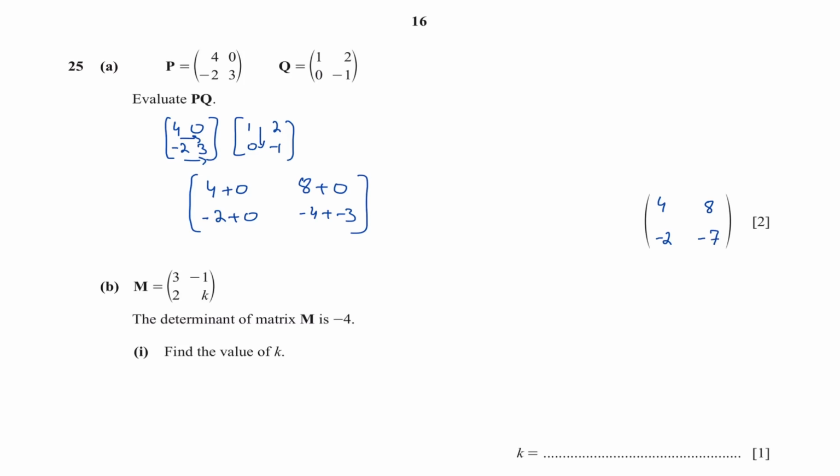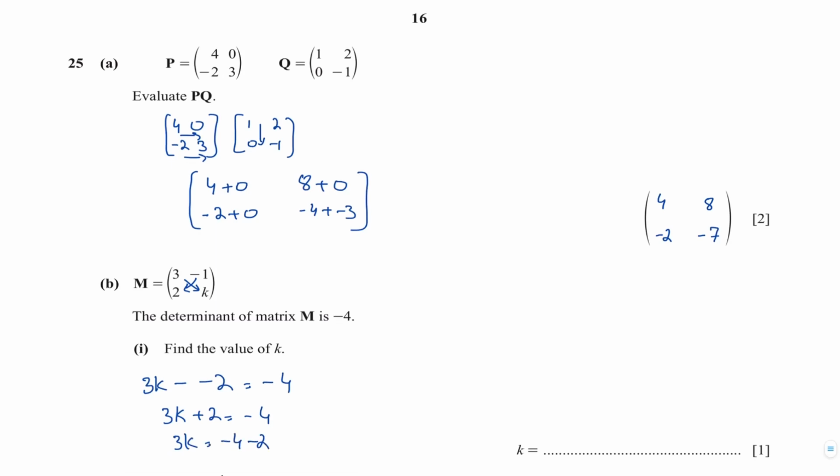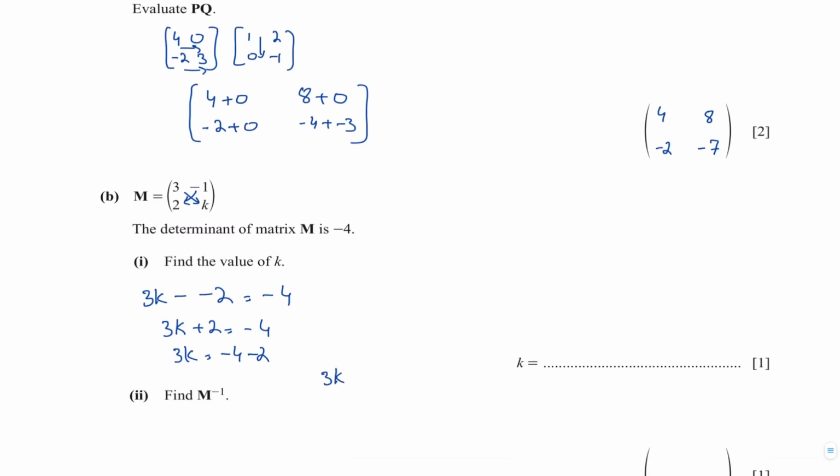Now let's do part B, where we are given the determinant, and using the determinant we have to figure out the value of K. The way to figure out the determinant is taking AD and from it subtracting BC. So 3K minus minus 2 is equal to minus 4. So 3K plus 2 is equal to minus 4. 3K is equal to minus 4 minus 2. So 3K is equal to minus 6, and K is equal to minus 2.